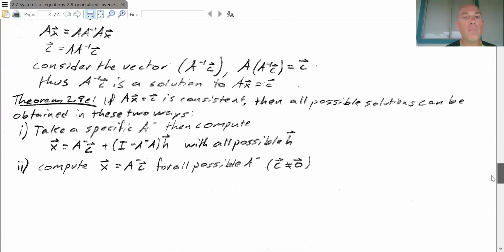Now, here's a theorem. If A times X equals C is consistent, that means there's one or infinitely many solutions, then all possible solutions can be obtained in two different ways. I can either take a specific generalized inverse and then compute this funky equation for all possible H, or I can find all possible generalized inverses and then start doing some computations. It's going to take a while, but it'll work out.